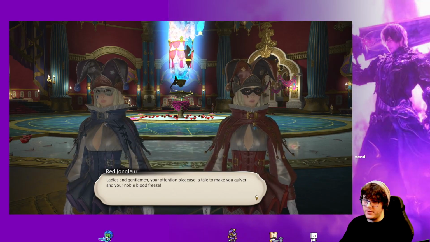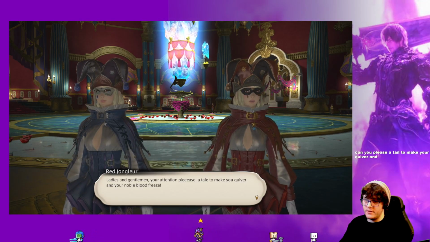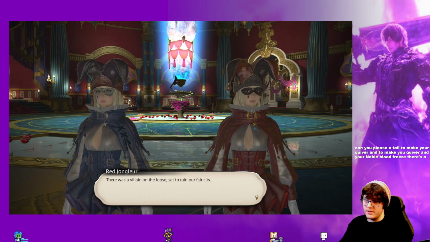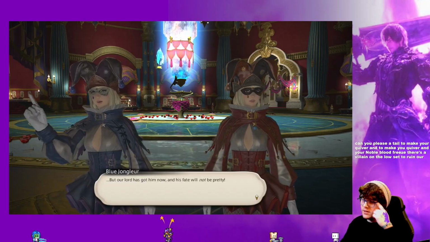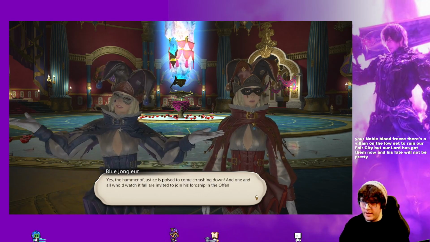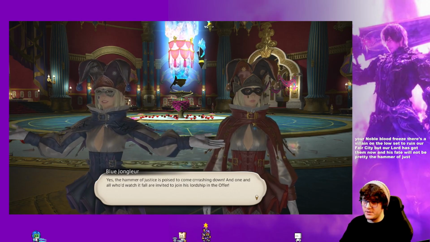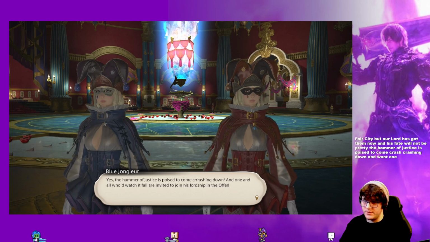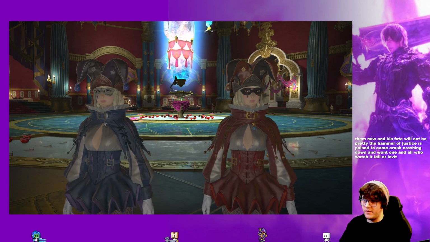Please, a tale to make you quiver and your noble blood freeze. There's a villain on the loose set to ruin our fair city. But our Lord has got him now, and his fate will not be pretty. The hammer of justice is poised to come crashing down, and one and all who watch it fall are invited to join his lordship in the offer.